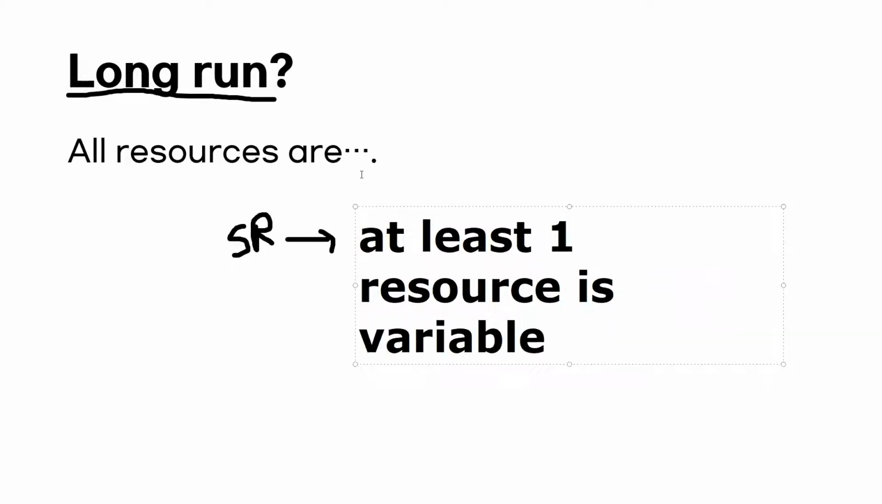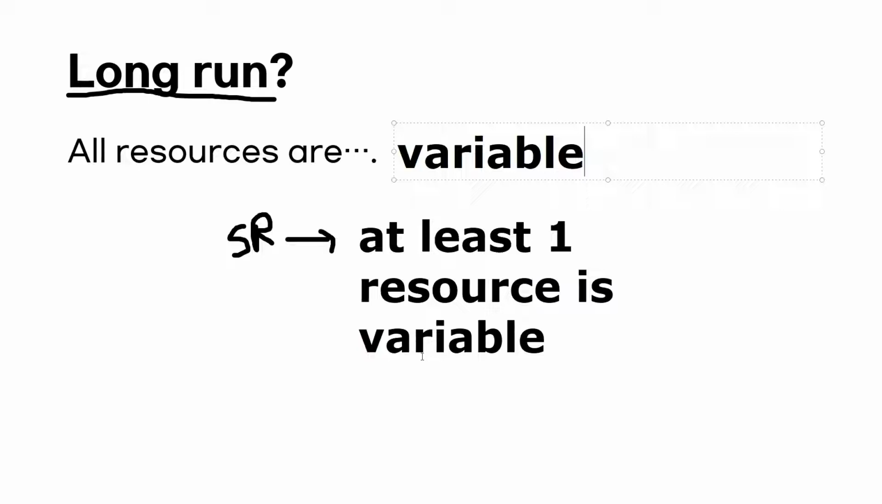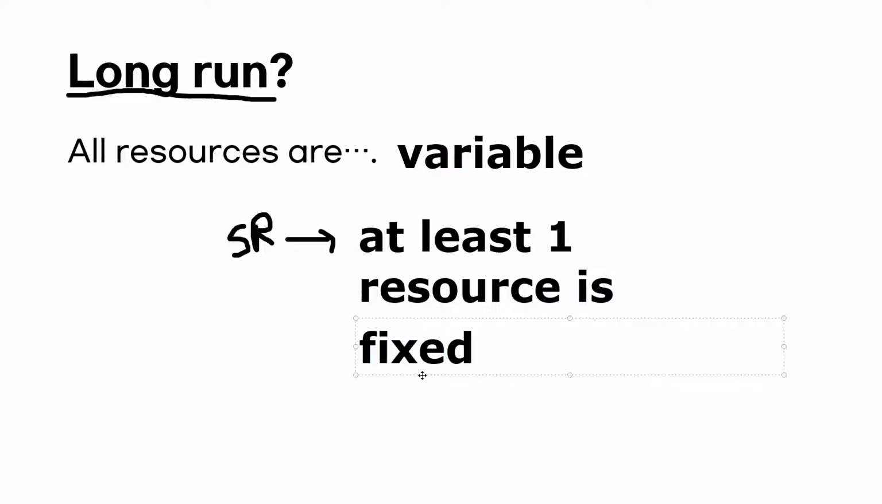Now, if long run is the opposite concept to short run, then what is a long run? It is when all resources are variable, and I made a stupid mistake. Short run isn't when at least one resource is variable. It is when at least one resource is fixed. Anyways, just to make sure, short run is a situation when at least one resource is fixed.